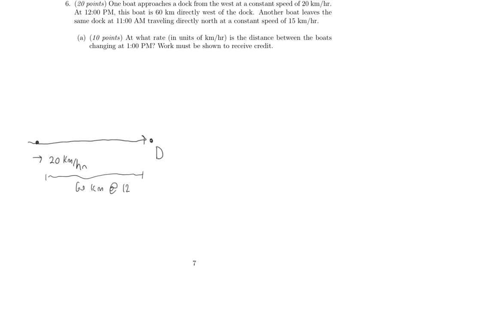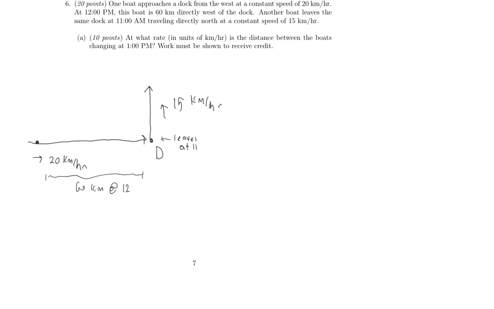Another boat leaves the same dock at 11. So this boat leaves at 11. It's traveling directly north, and it's moving at a speed of 15 kilometers per hour. The question is, at what rate in kilometers per hour is the distance between the boats changing at 1 p.m.?